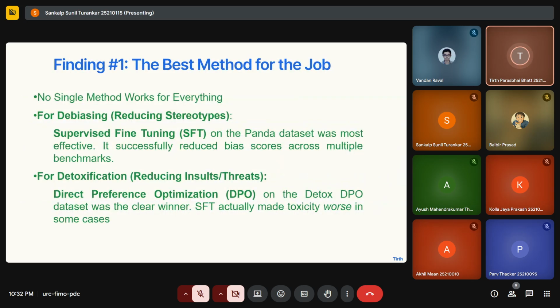So there are two major findings. The first is there is no best method for the job. For debiasing, SFT on the Panda dataset was the most effective as it reduced bias scores on multiple benchmarks. But coming to detoxification, DPO was the winner on the DetoxDPO dataset. In fact, SFT actually made toxicity worse in some cases. Next slide.